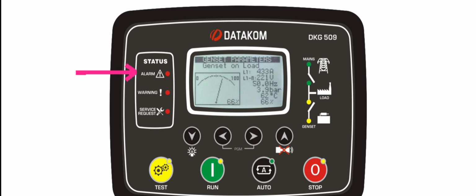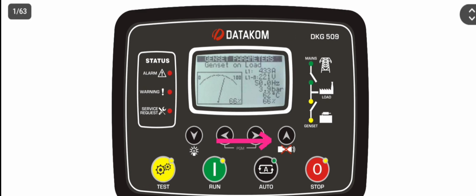This alarm warning lamp is blinking to alert you, and the warning indication, if we have some serious problem or serious issue in the generator, stays on continuously and also makes a beep sound, as you can see here the symbol. You can also mute the beep sound by pressing this button.